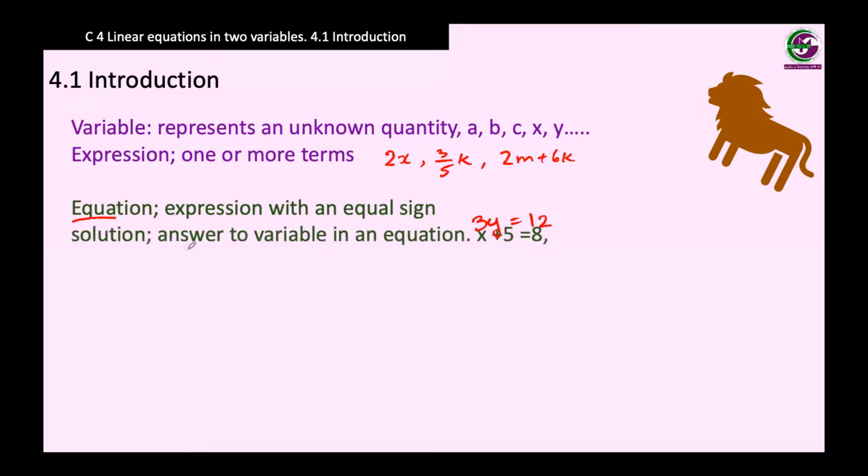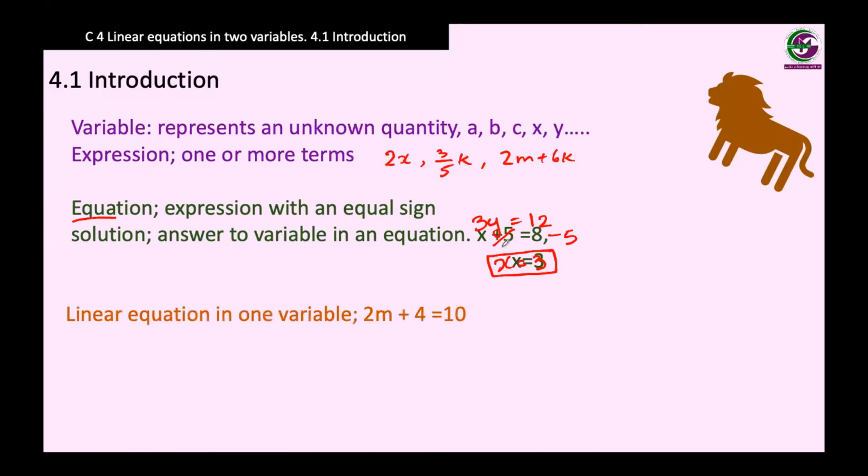Now, what is the meaning of the solution of an equation? Solution means the value that should be taken by the variable in an equation. For example, in this case, x plus 5 is equal to 8. We can find the value of x by transferring plus 5 to the other side. Plus 5 can be removed and rewritten as minus 5. So we get the answer, x is equal to 8 minus 5, which is 3. So x equal to 3 is a solution. So solution means the value that should be taken by the variable in that equation.